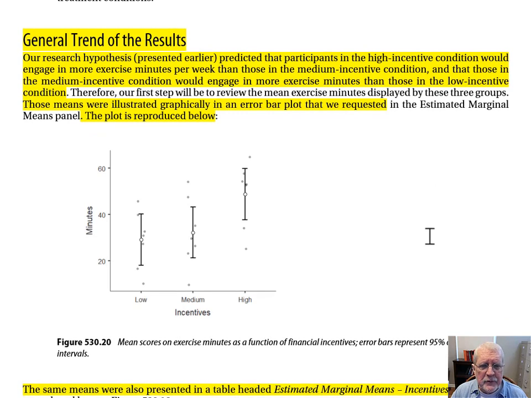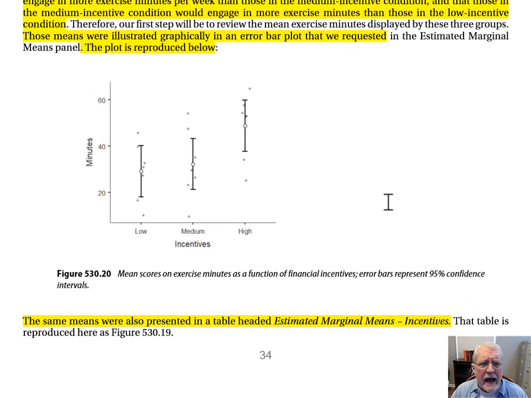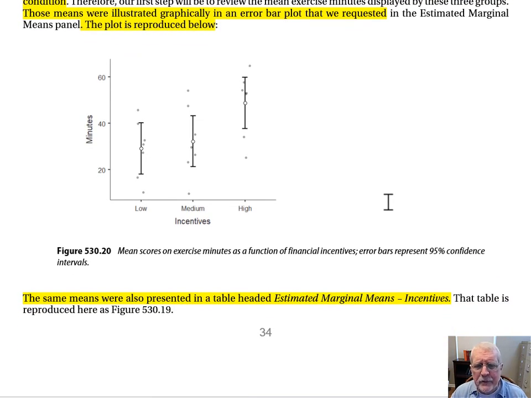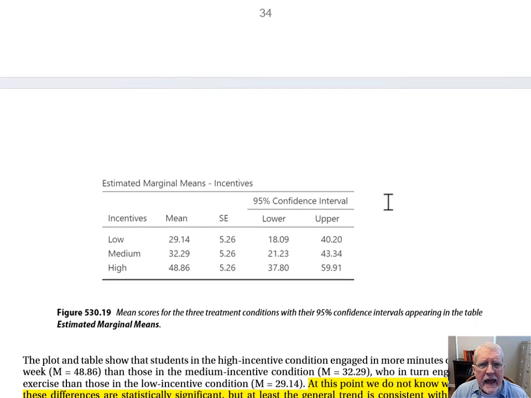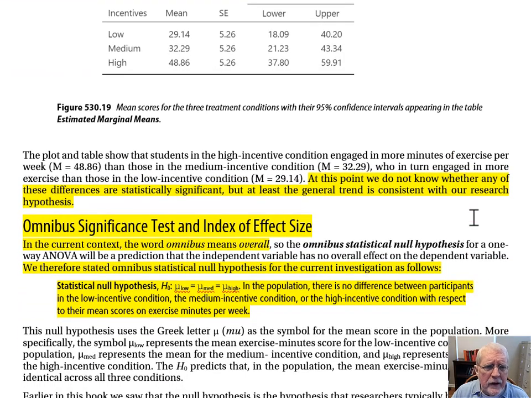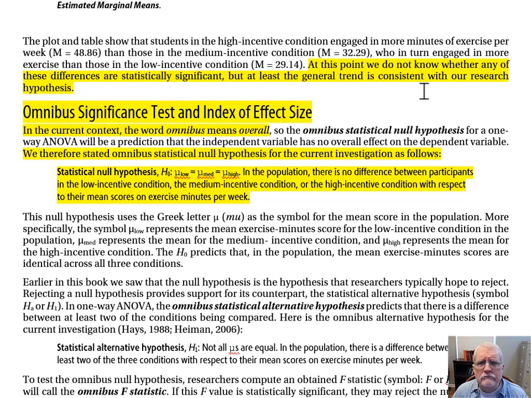That error bar plot is presented below, and the error bar plot is what I've been talking about for the last couple of minutes. The same means were also presented in a table headed estimated marginal means. We had requested those in our analysis, and on page 35, at the top, we have this table. Estimated marginal means, it illustrates in table form the same numbers that I showed in that graph a second ago. We scroll down a little bit on page 35. At this point, we don't know whether any of these differences are statistically significant, but at least the general trend is consistent with our research hypothesis. We're off to a good start.